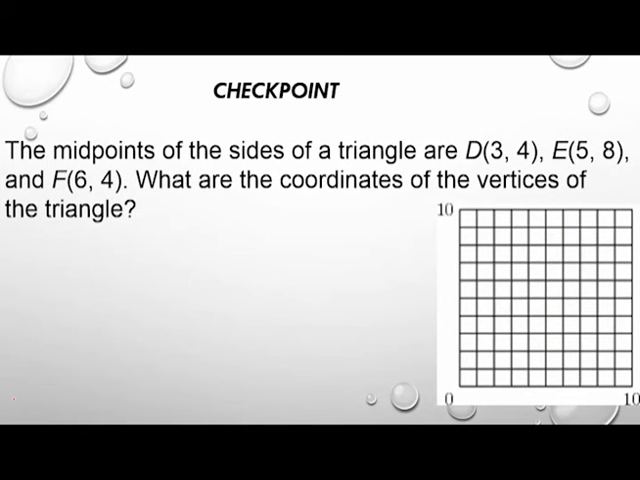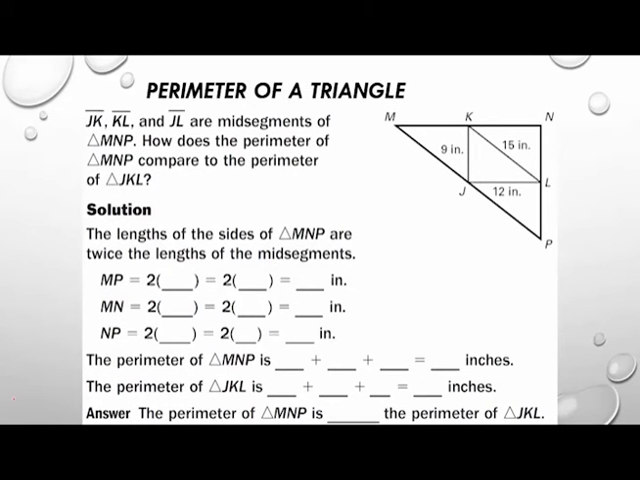All right, checkpoint problem number 3 is yours. The midpoints of the sides of a triangle are D (3, 4), E (5, 8), and F (6, 4). What are the coordinates of the vertices of the triangle?